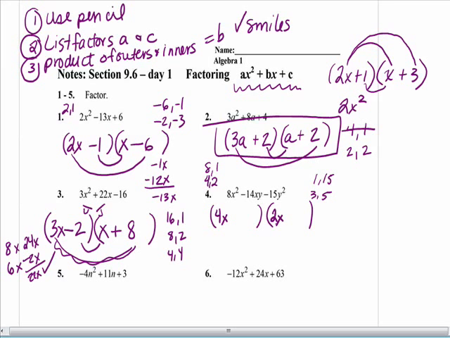You changed your mind? You're going to start with 3 and 5? All right, so if I put 3 here and 5 here, I'm just guessing. Let's go ahead and multiply our smiles. We get 6x and 20x. Hey, can that result in a difference of negative 14?